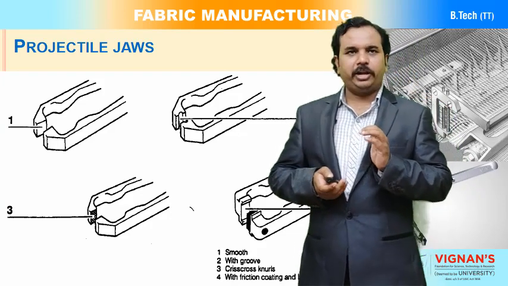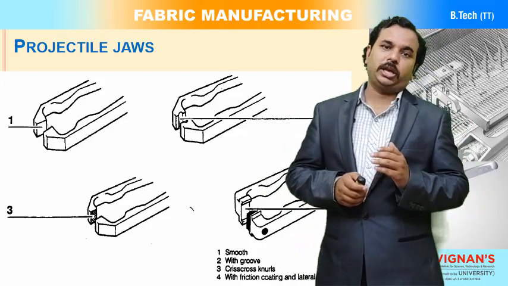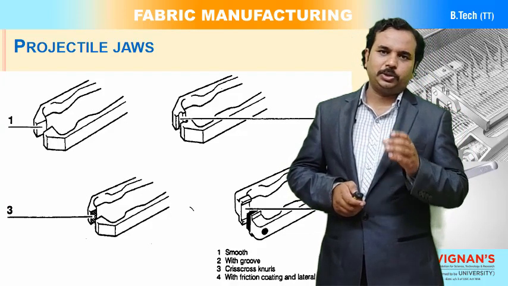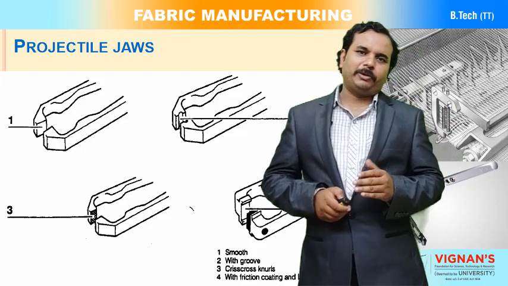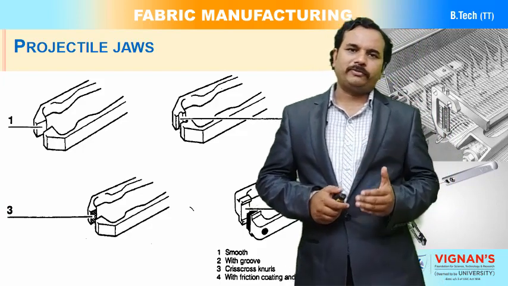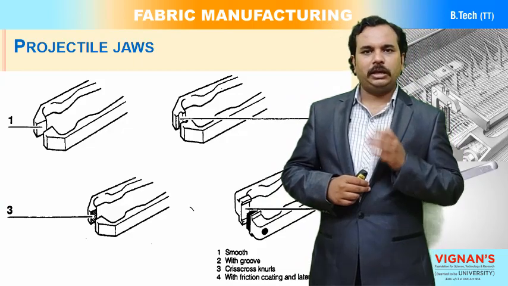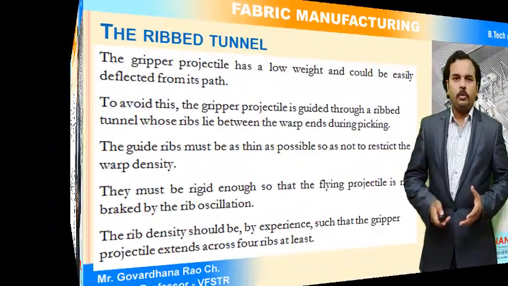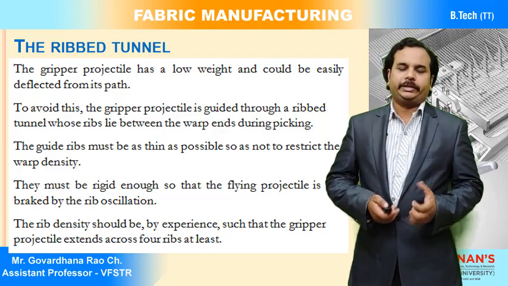So these are the different types of projectile jaws we are using in case of projectile grippers. Regarding the surface of the projectile jaws, you can observe the variation in that. Depending upon the type of yarn and the count of yarn, we are going to select the specific gripper type or specific projectile type. Okay, now we will discuss ribbed tunnel guides.